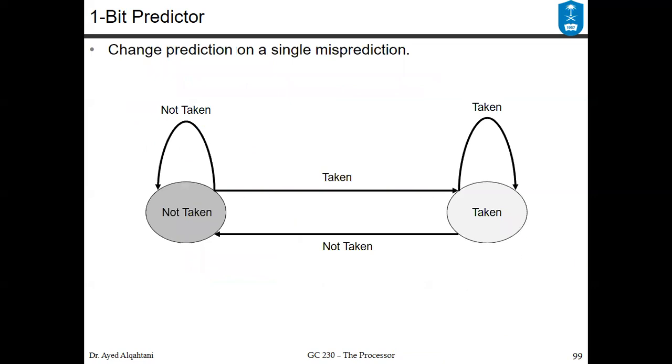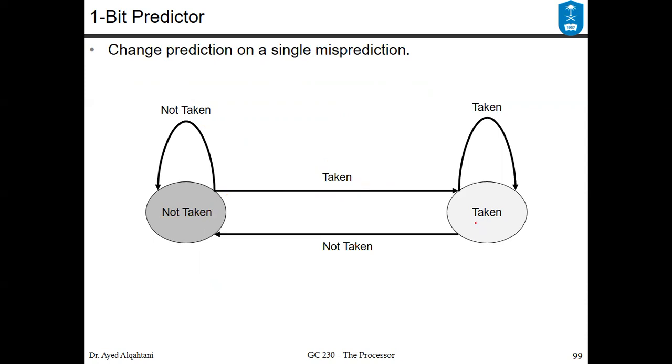To show the 1-bit predictor, this is a simple way of showing it. This makes it easier for you to remember it as well. You change prediction on a single misprediction. So if your current prediction is not taken, and actually it was not taken, your next prediction is going to be not taken. Now, if your current prediction is not taken, and the actual, shown by the arrows, was taken, then you will predict taken next time.